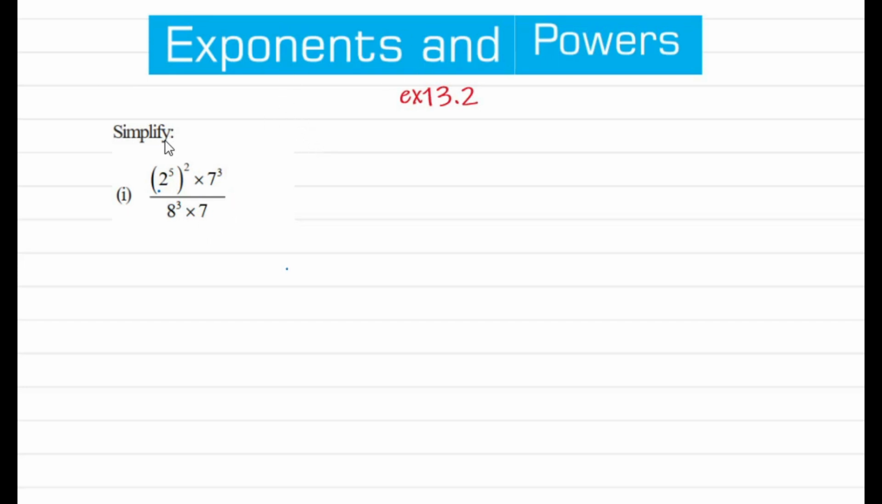So this is the next question from your exercise 13.2. Simplify this expression. In these types of questions, when you have to simplify, you can just break down the numbers as factors of prime numbers. In the numerator, you have prime numbers, so that's okay.